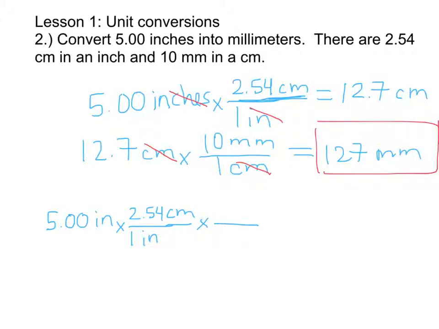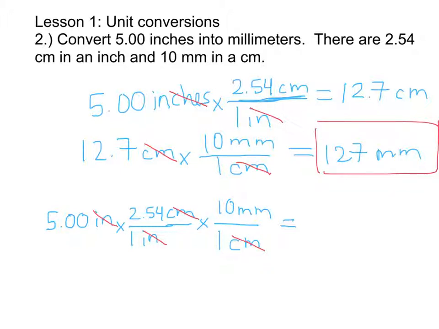And now we can do our next unit conversion. We know that there are, again, 10 millimeters in 1 centimeter. So again, we put our unit that we want to cancel out, which is centimeters, in the denominator. So we'll say 1 centimeter. In 1 centimeter, there are 10 millimeters. And so now our inches are canceling out, our centimeters are canceling out.